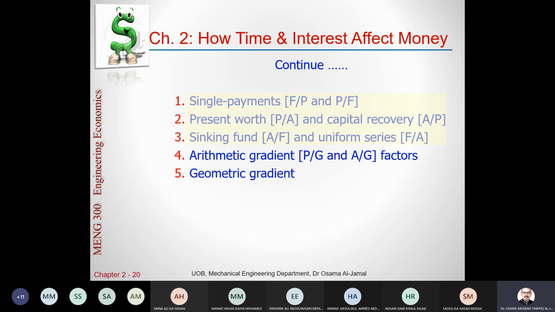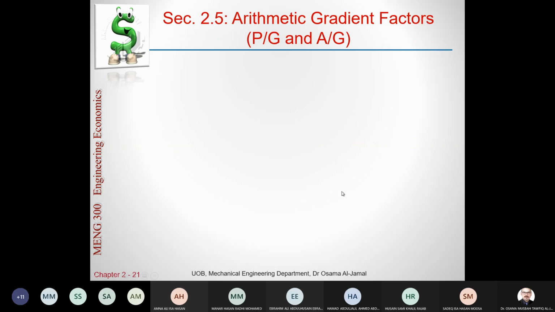So first, we need to identify and define what is that arithmetic gradient, how to work with it, how to solve it. Let's start with this section and see the definition of it. So arithmetic gradient factors. P given G, A given G. Not only this, we can see F given G. Even if you don't have a formula for it, we'll see how to calculate it. But first, let us identify and define that arithmetic gradient.